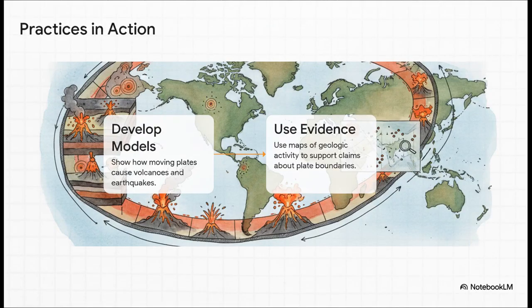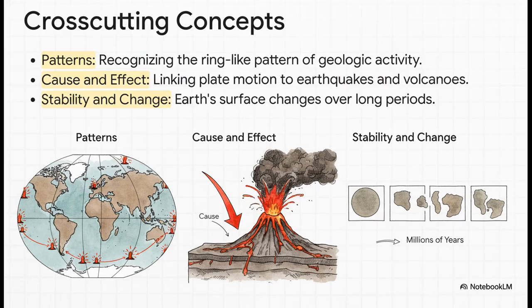Next, we get to the practices. This is where the students get to get their hands dirty, you know? Picture them building models out of clay, smashing them together to show how mountains form, or using real-time earthquake data from the web to map out the edges of the tectonic plates. They stop just learning about science and they start being scientists. It's a game changer.